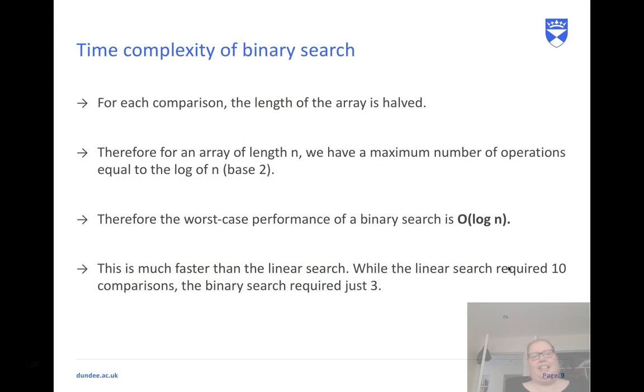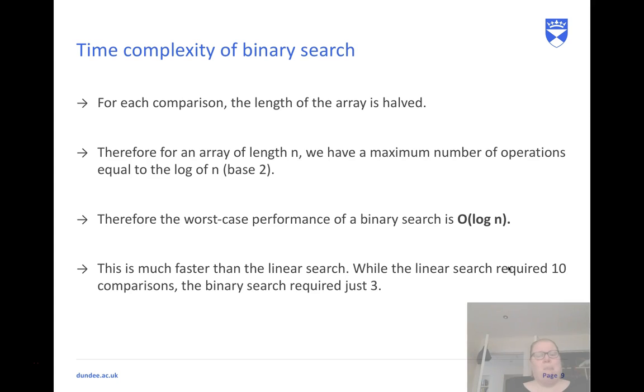So time complexity of binary search: for each comparison, the length of the array is halved. Therefore, for any array of length n, we have a maximum number of operations equal to log n. Remember, whenever we say log n in computing, it's to the base 2. Therefore, the worst case complexity of binary search is big O log n. This is much faster than linear search. The linear search required 10 comparisons, the binary search required just 3.